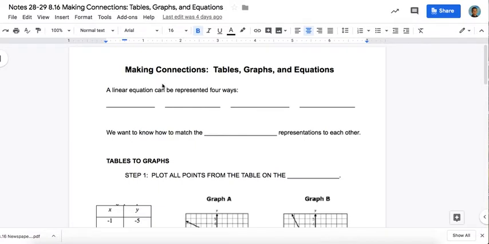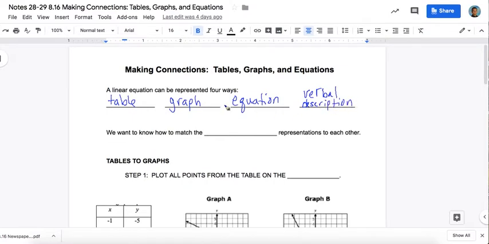So a linear equation can be represented in four ways. We have table, graph, equation, and then a verbal description, which we are not going to get into today, but we will eventually.